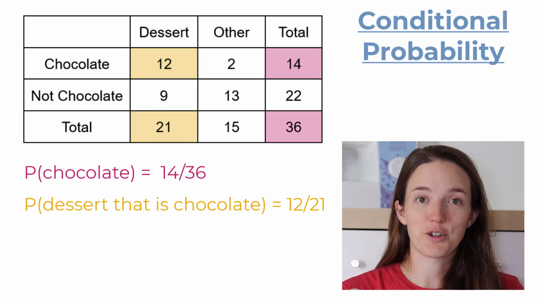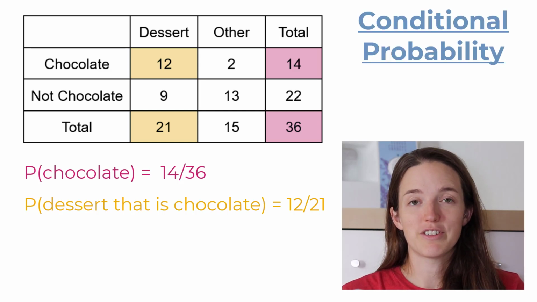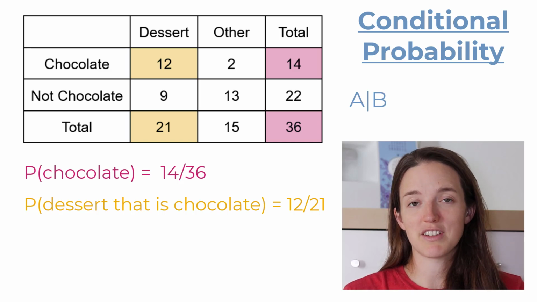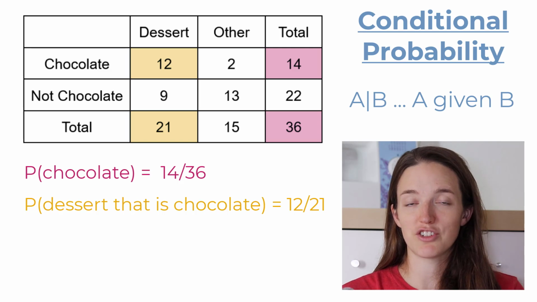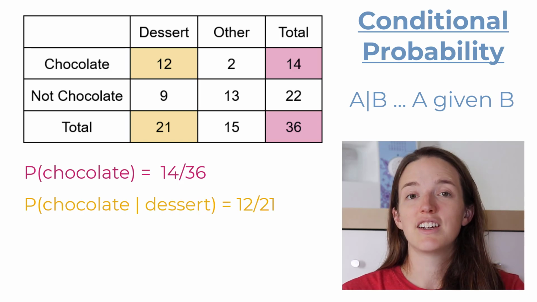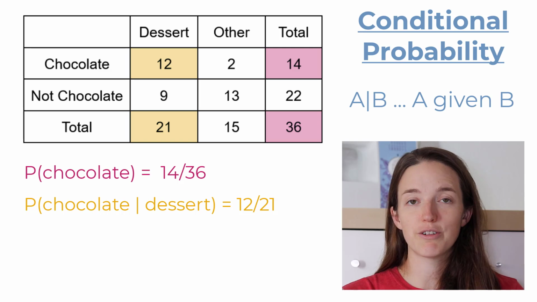This is called a conditional probability. The symbol that we use is a straight up and down line, which basically means given. So what I asked you was, what's the probability that the recipe involves chocolate, given that it is a dessert recipe? We can do the reverse as well.